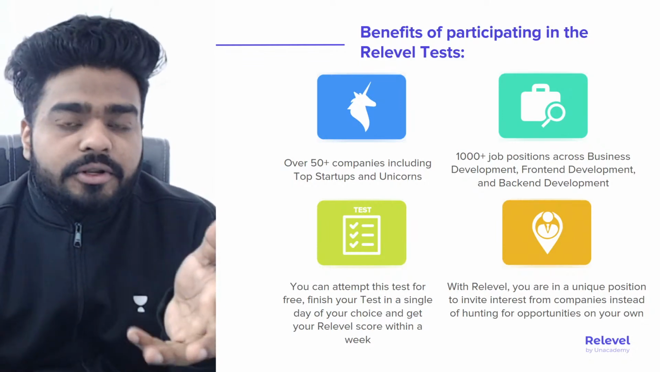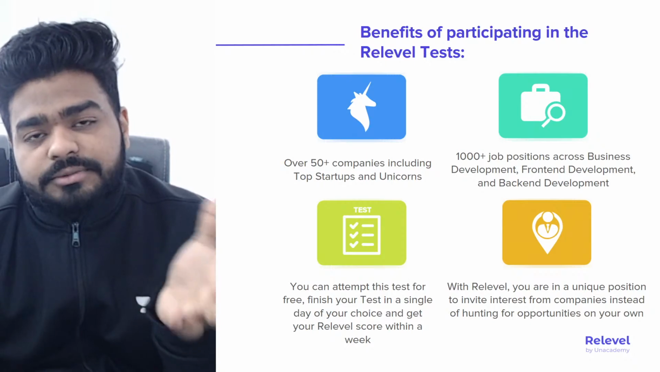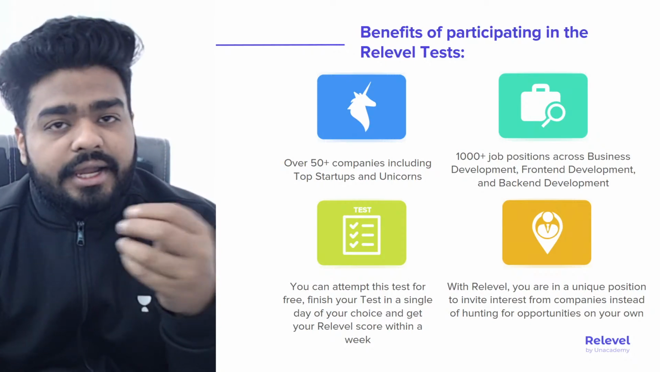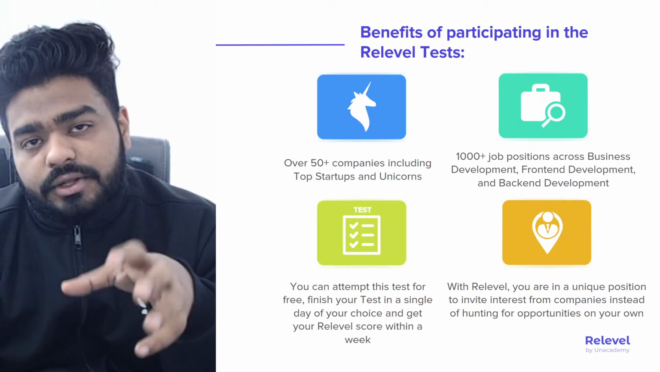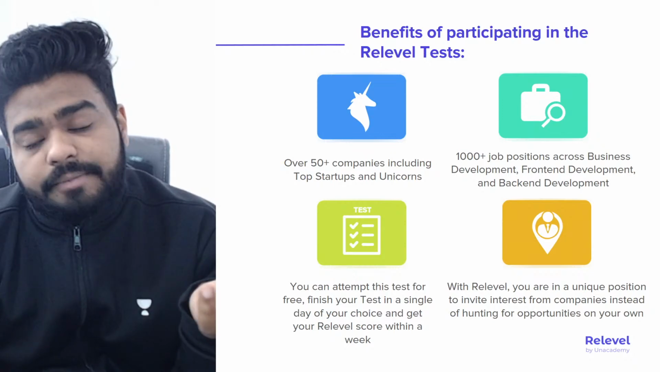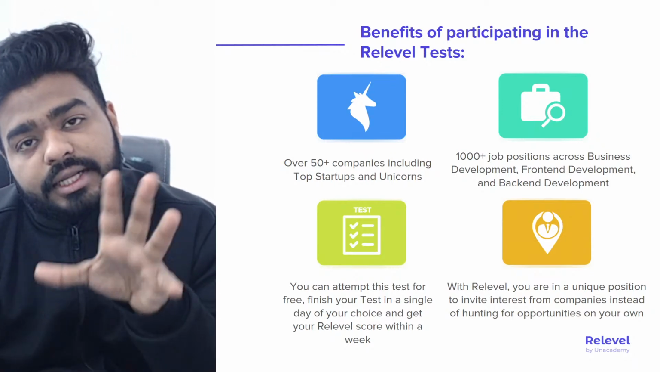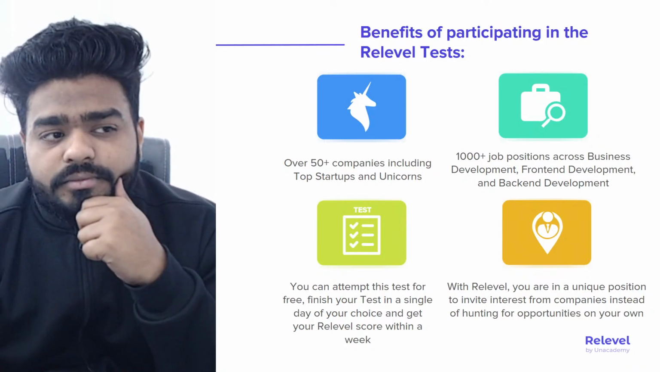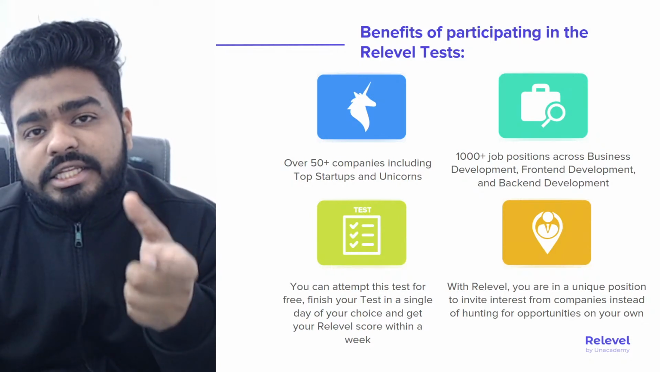Now, what is the benefit of Relevel? Over 50 plus companies, including top startups and unicorns, are providing you the opportunity to get hired, and you can attempt a test. This test is for 1000 marks. You have to score above 700 to become eligible. If you're not scoring above 700, no worries. After 1 month, you can reattempt the test for free again, right? And if you score above 700 marks, you will be eligible for a profile.